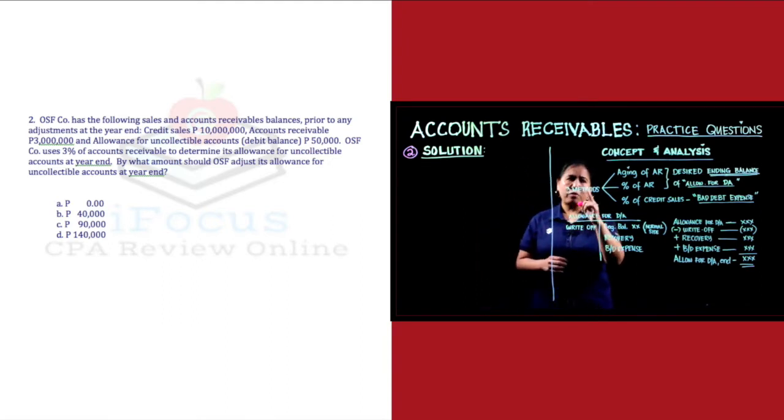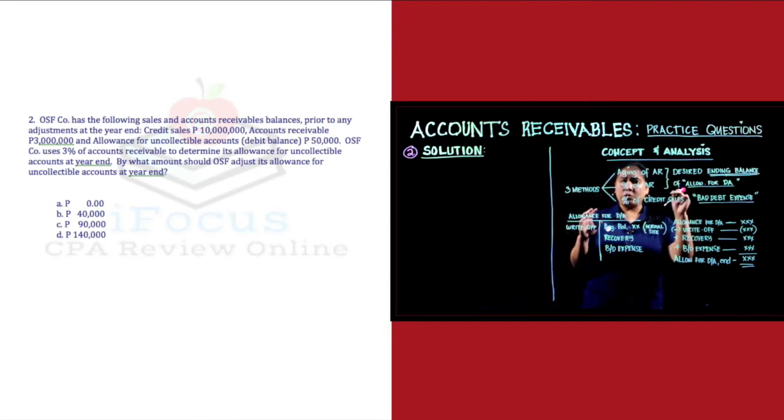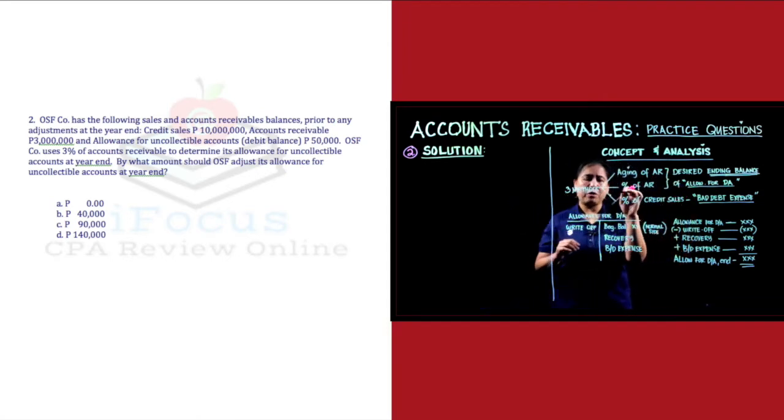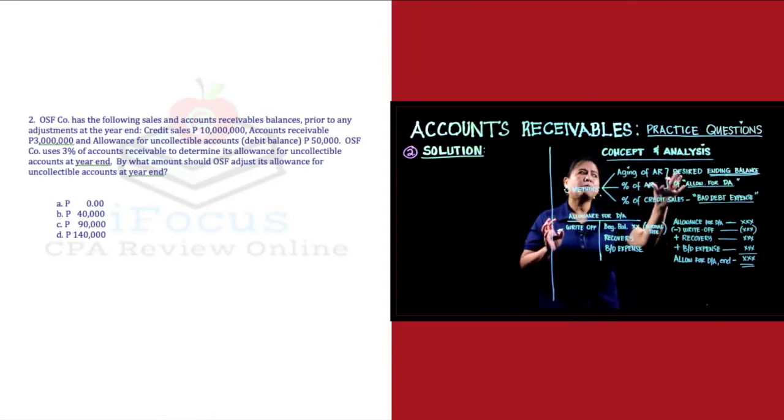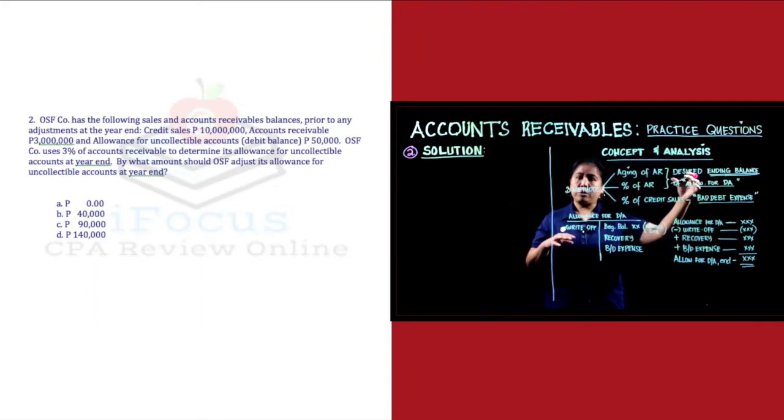At itong tatlong method na ito ay first, we have our aging of accounts receivable, percentage of accounts receivable, at ito nga pong percentage of our credit sales. Itong dalawang itong aging of accounts receivables at percentage of accounts receivable, yung makukuha nating amount dito sa aging of accounts receivable or the percentage of the accounts receivable, ito po yung desired ending balance ng allowance for doubtful account.